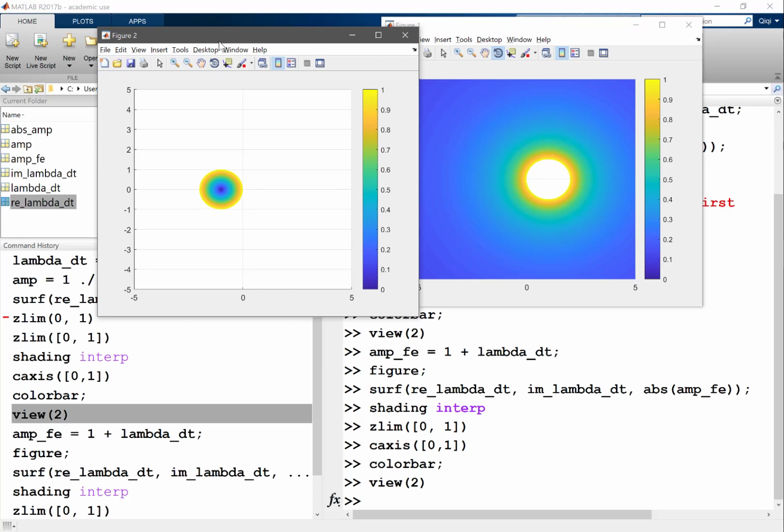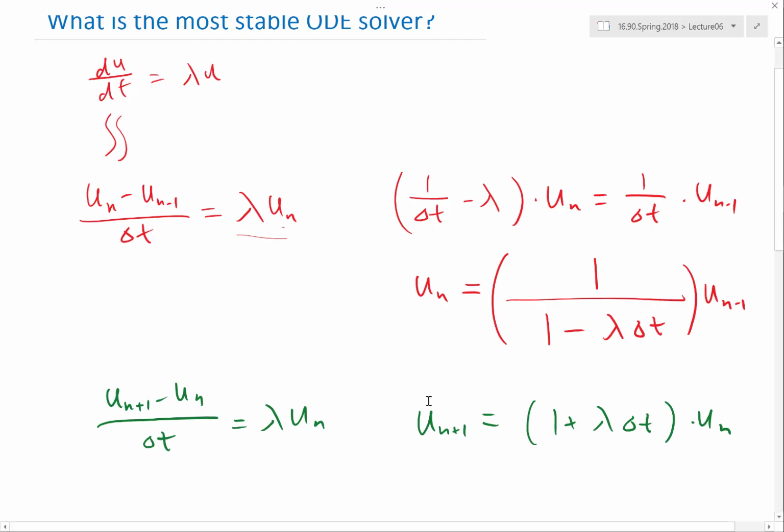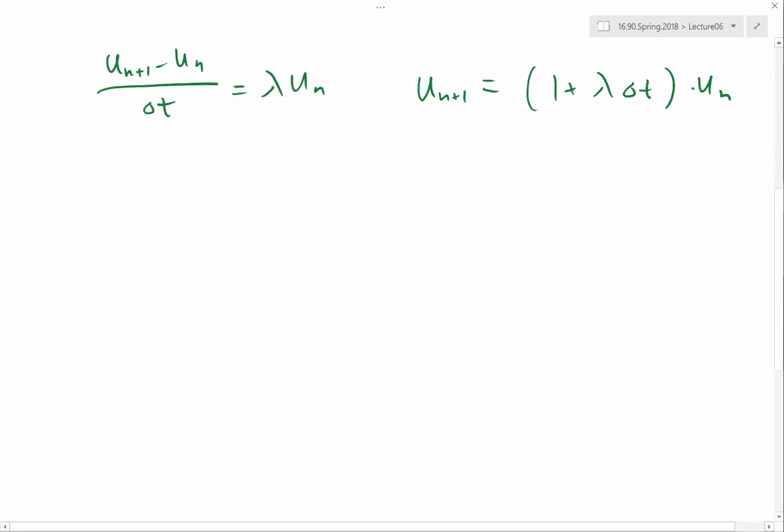All right. And in the future, if you encounter any other ODE integration scheme, you can figure out the stability region using that way. All right. So that's about backward Euler.